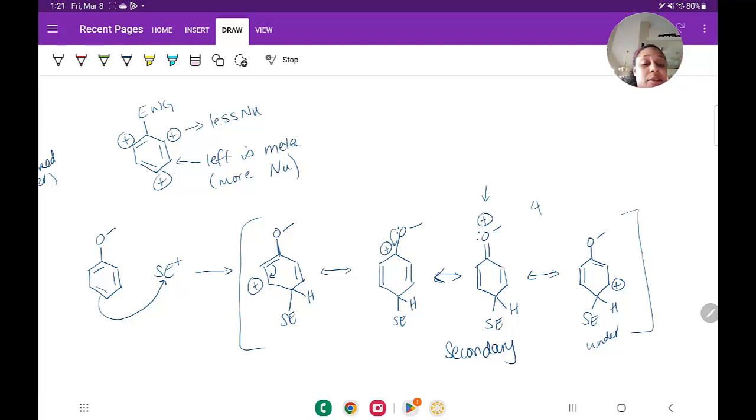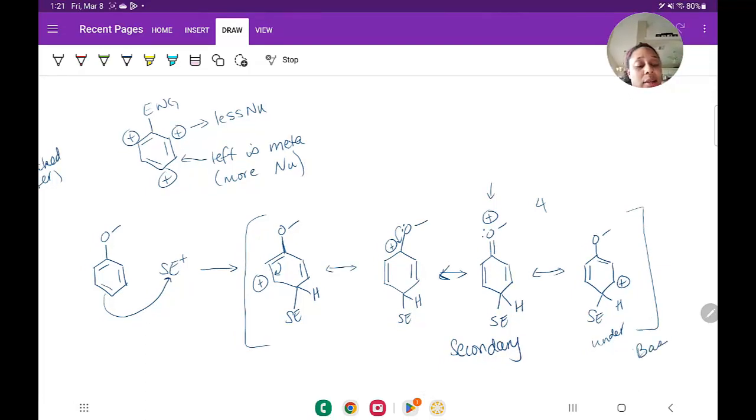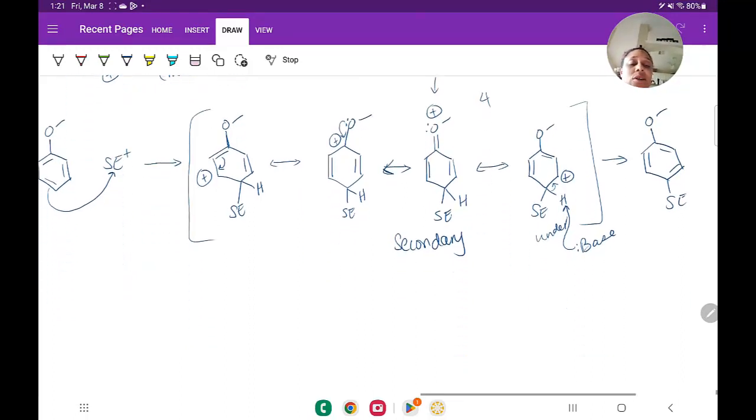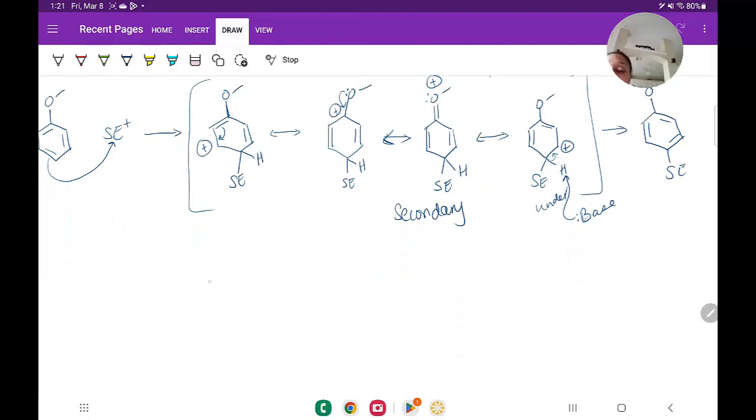That's why the next step is going to happen, which is the base coming in and deprotonating and reforming your aromatic molecule. However, it's not really that part that is the driving force for what we're talking about right here. So let's talk about this from the meta, and we're going to compare. So I'm going to draw the resonance structure as a consequence of adding in the meta position.